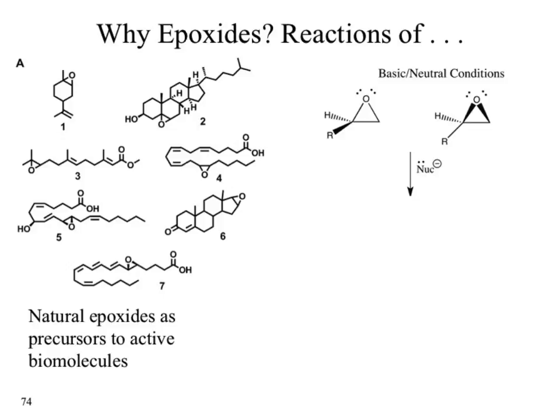Strong. Basic conditions remove hydrogens. We have a negatively charged species. That strong nucleophile is going to attack where? Which position? Substituted. So we have red and we have blue.